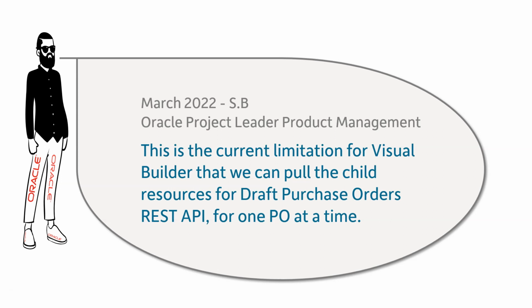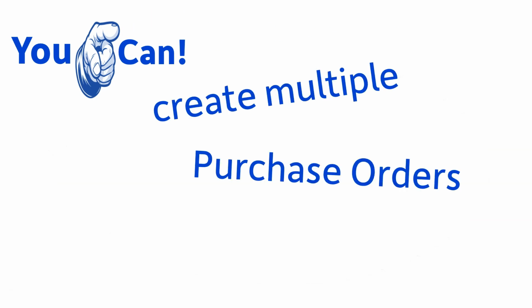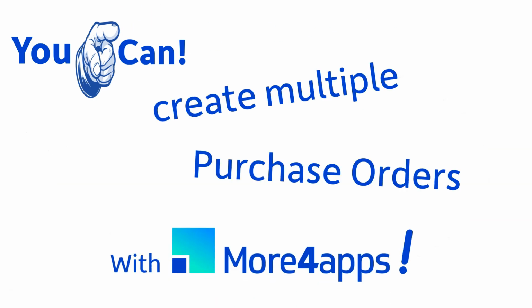This is a current limitation for Visual Builder. It does one PO at a time. All is not lost. You can create multiple purchase orders with More for Apps.